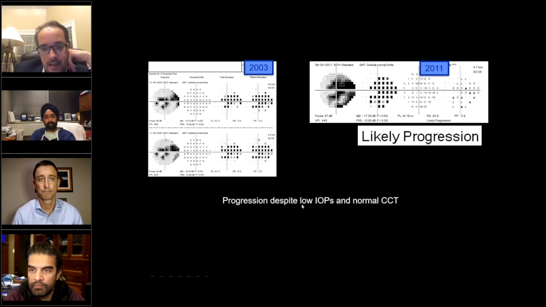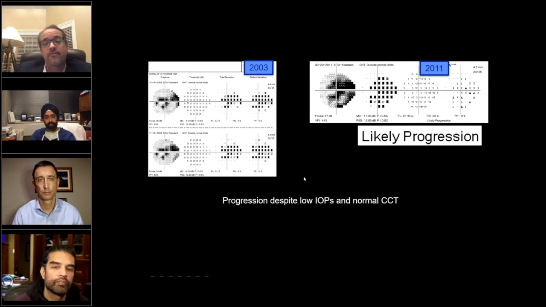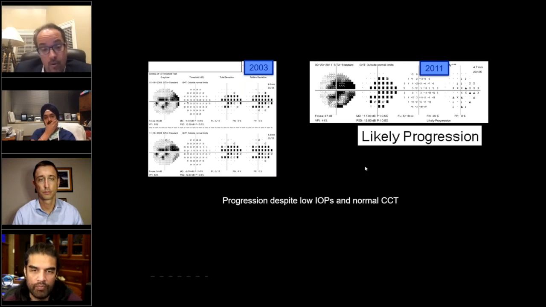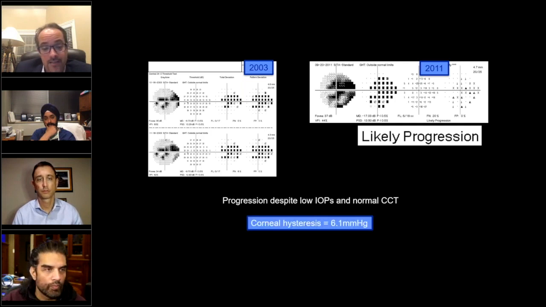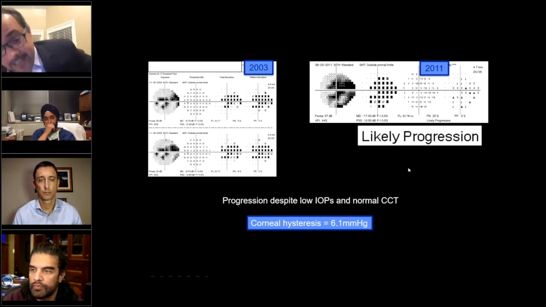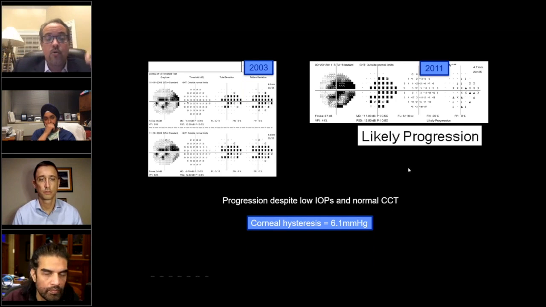Next. Over time, this patient showed clear progression, enlargement of those arcuate defects, despite pressures that were quite low and despite a normal corneal thickness. So it's an interesting case, especially because the corneal hysteresis for this eye was 6.1. So it's a very low value in this patient. And that illustrates the point of corneal hysteresis being a risk factor for glaucoma progression.